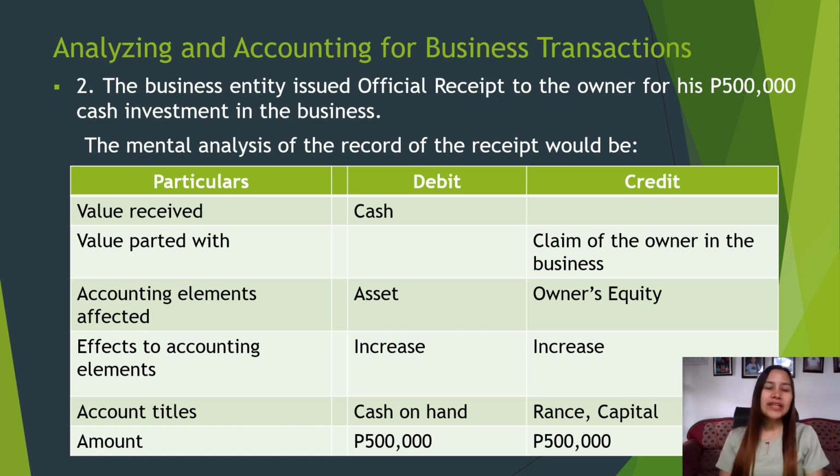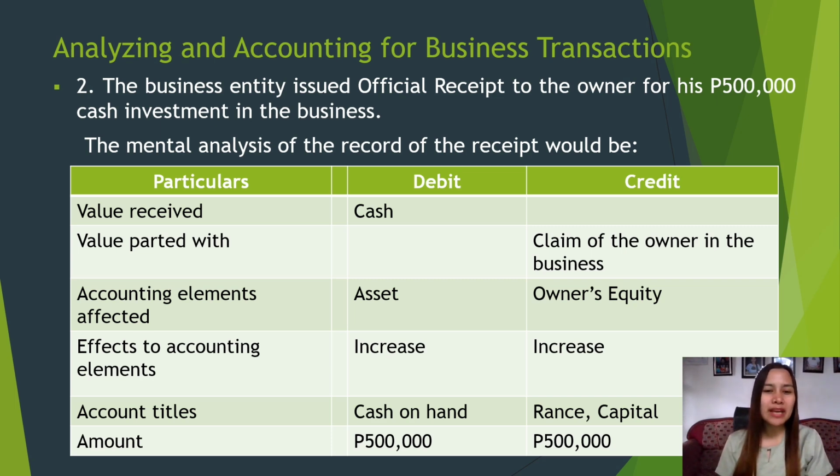Next, the accounting elements affected, of course, asset. The effect of that accounting element is increase, of course. And there is also an increase in owner's equity because of the investment made by the owner. The account titles to be used for the receipt of 500,000 cash in the business from the owner: you have to debit cash on hand, and then credit Runs Capital to recognize or record the claim of the owner in the business.